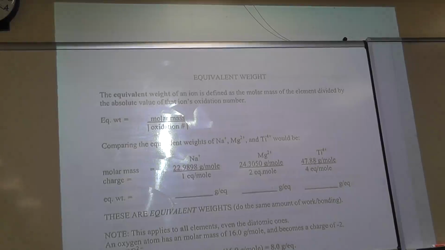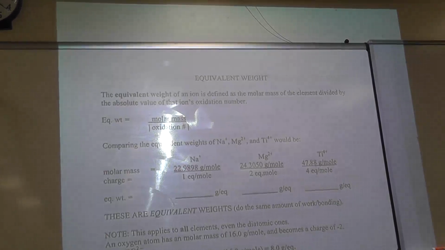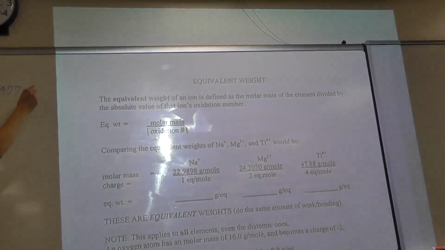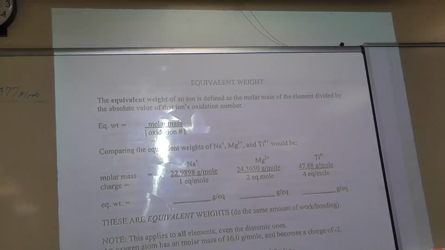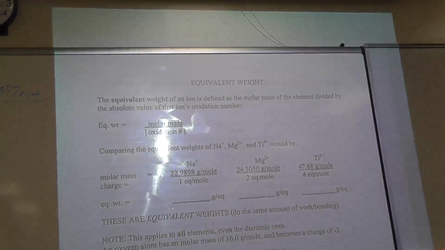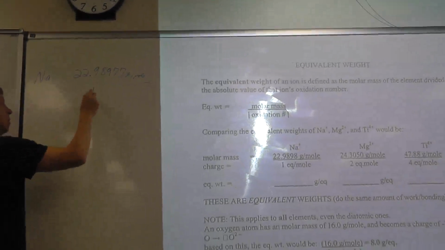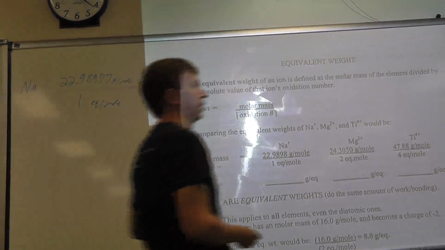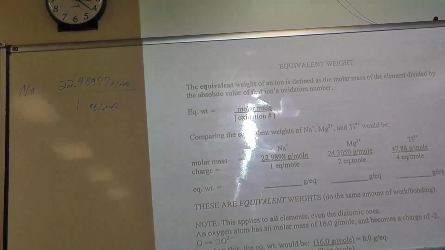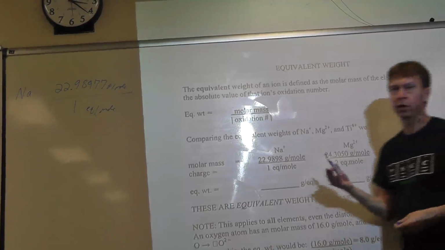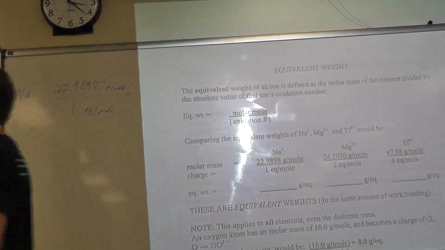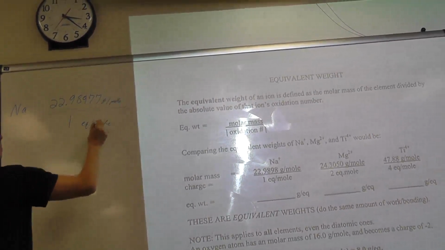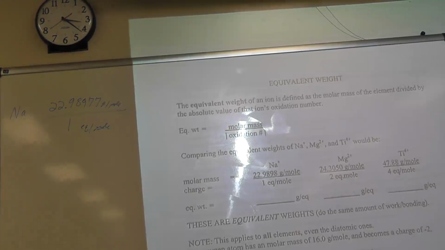So for something like sodium, where this is the molar mass, what's the charge of sodium? 1. That 1, that denominator, is coming from this relationship here, where we're saying that there's 1 equivalent per mole. 1 mole is 1 equivalent for sodium because its charge is just a 1. Mole units cancel, you have your answer in grams per equivalent.